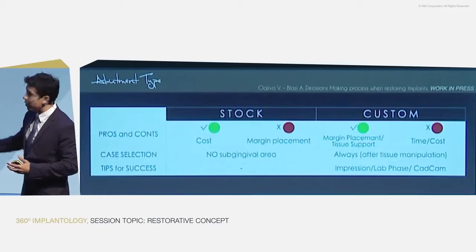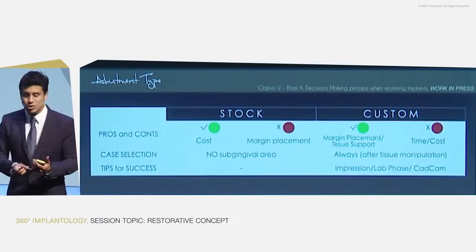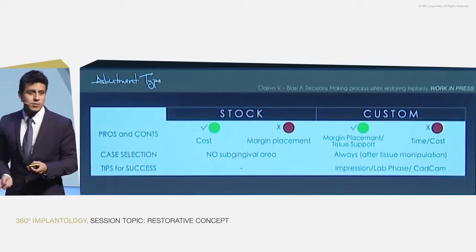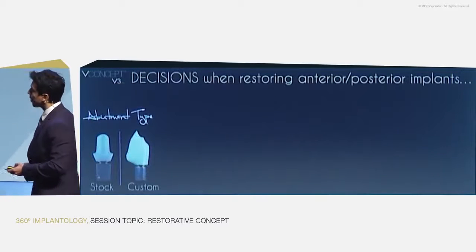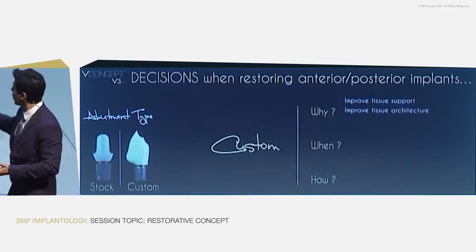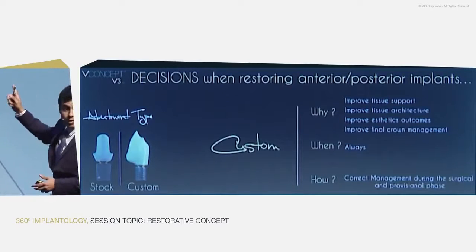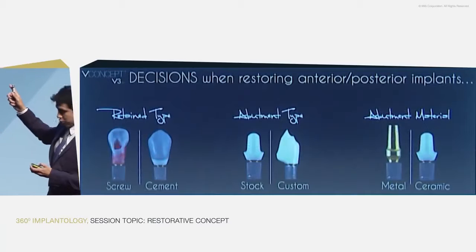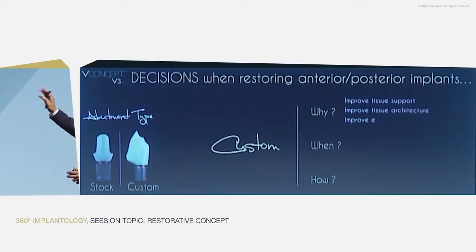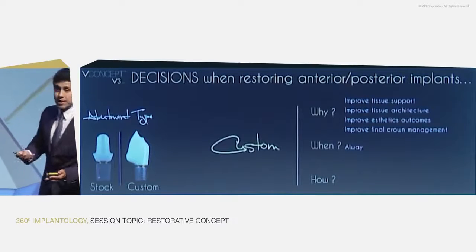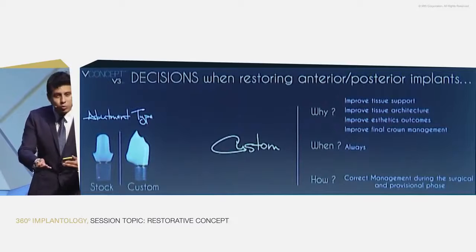We always use it when we have to manipulate the tissue, and we have to take care about the impression and the lab phase, and if possible, try to do the abutment with CAD/CAM design. About the custom, why? Because we can improve our tissue support and tissue architecture, we can have better aesthetic outcomes, and you can improve the final management of the crown for the technician's work in the lab.